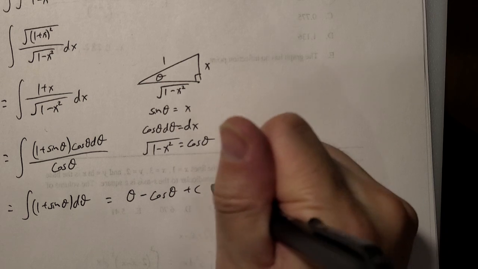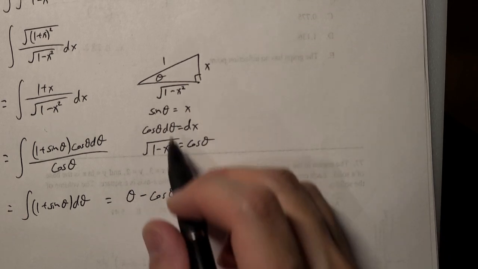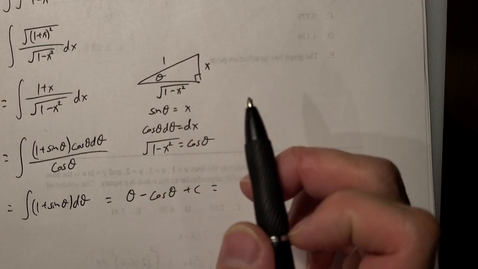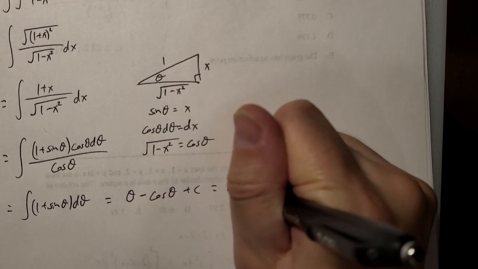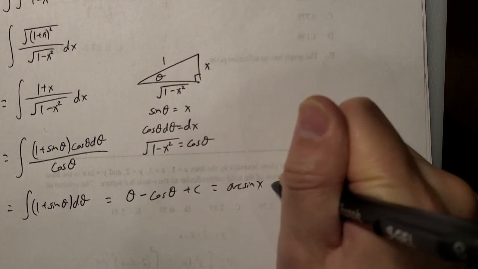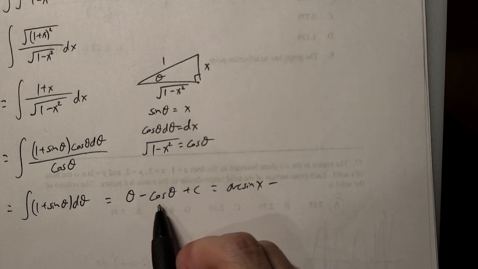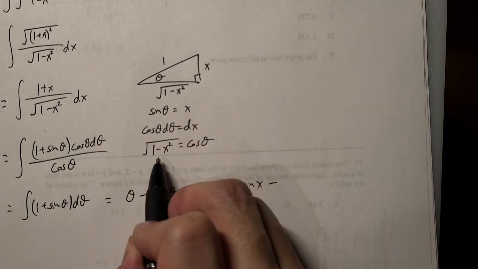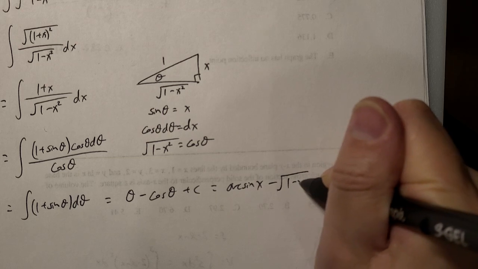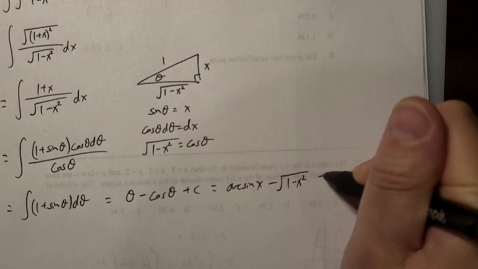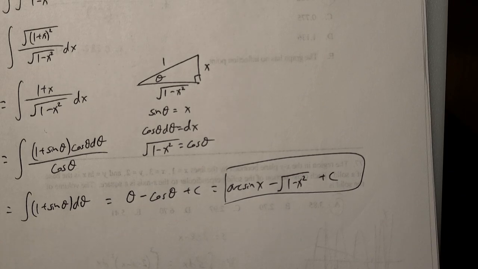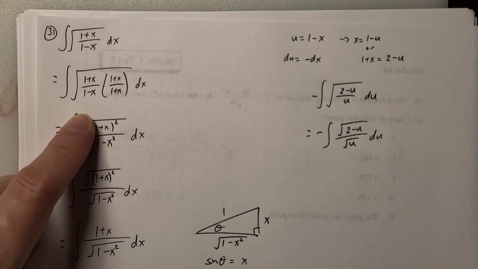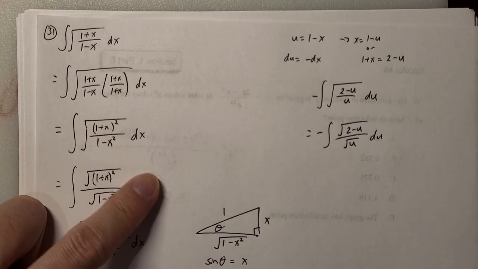Okay, now we need to back substitute. What is theta? You can use any of the arc trig functions, but since we already have sine theta is x, so theta is arc sine of x, minus what's cosine? We said here it's square root of 1 minus x squared, plus c. That's our answer. It's actually not pretty simple. The trick here was we had to make this something squared minus something squared and we had to use trig sub.